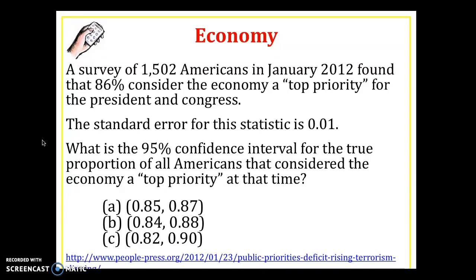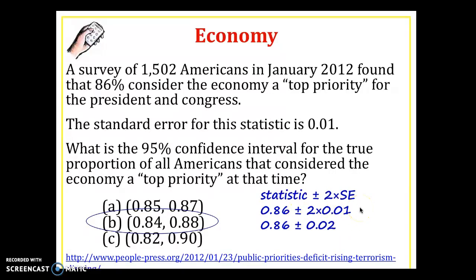The answer is B. Okay, more importantly, how did we get 84 to 88%? Well, for a 95% confidence interval, we need to double the standard error. So that is your margin of error, 2 times your standard error. So 2 times 1% gives me 2%, and we're going to add and subtract that to 0.86 to get this confidence interval.